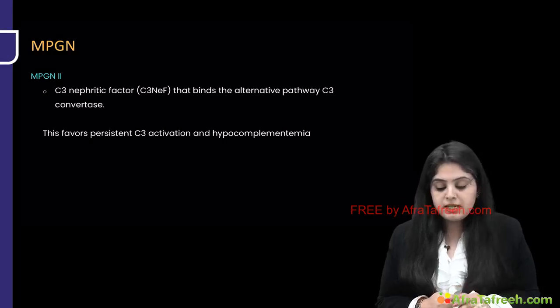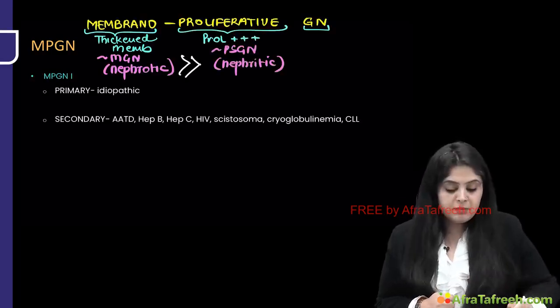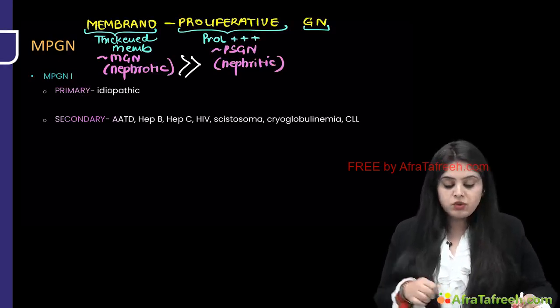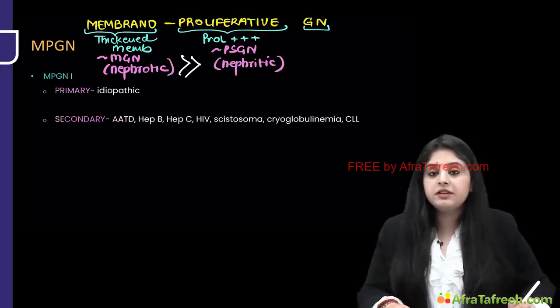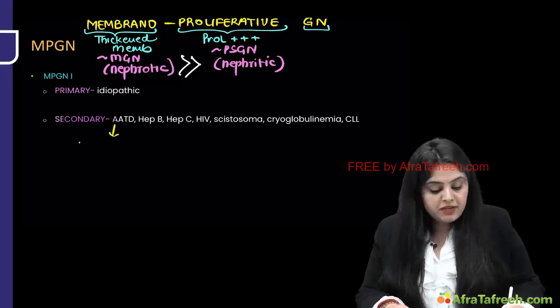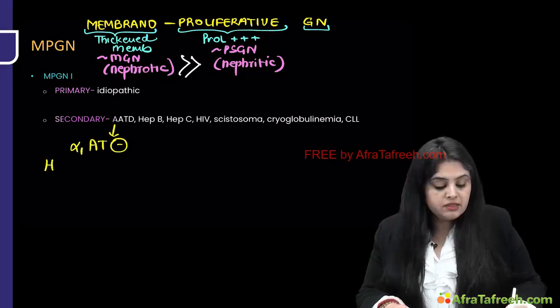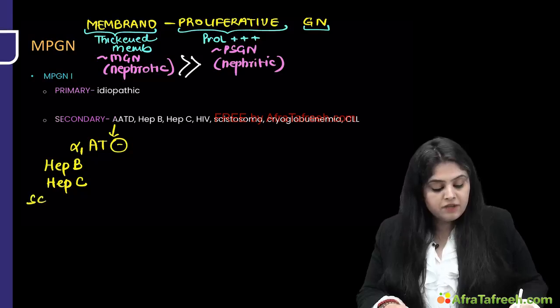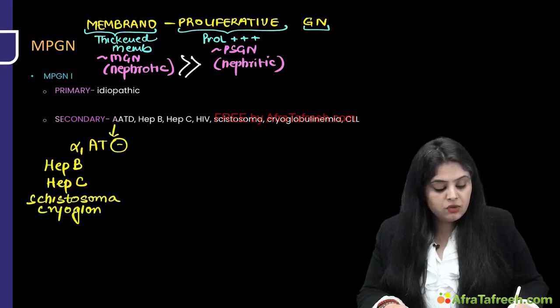So what is MPGN type 1? Usual. It can either be primary, good for me, I don't know the cause, or it can be secondary. And what all do I have in secondary? We have alpha-1 antitrypsin deficiency that can result in it. Hepatitis B can result in it. Again, hepatitis C and B are coming. Other than that, we have schistosoma that can cause it, cryoglobulinemia that can cause it, and CLL that can cause it.